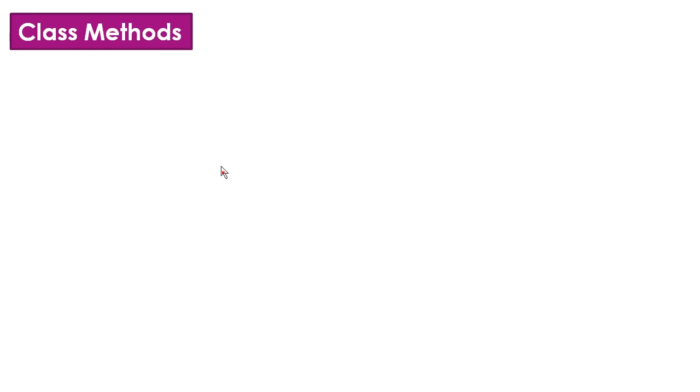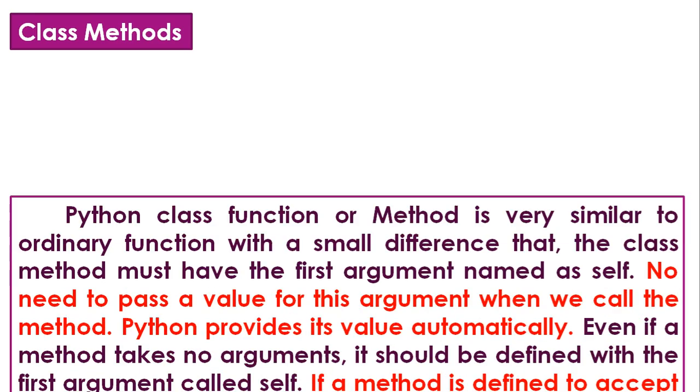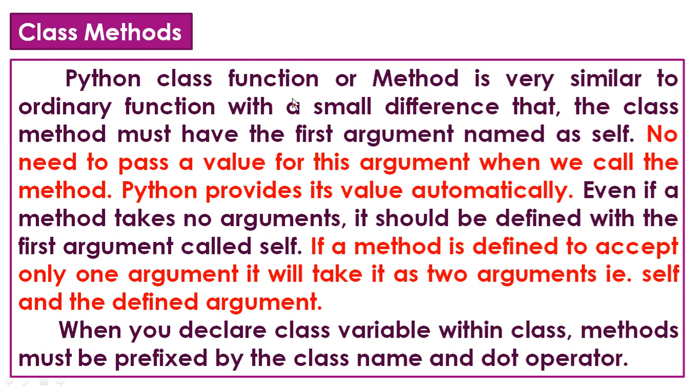Next title, class methods, or class functions. A Python class function or method is very similar to an ordinary function, with a small difference: a class method must have the first argument named self. In C++, you do not use the first argument as self. We use only the parameters, not the self argument. But here in Python, the first argument must be self.